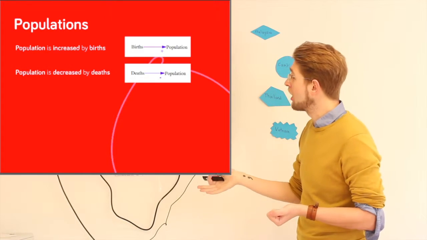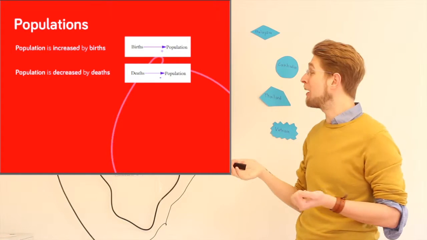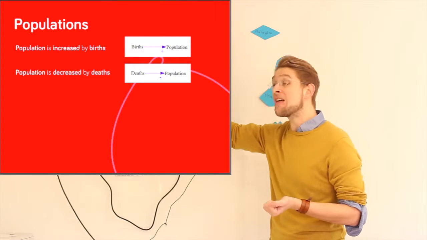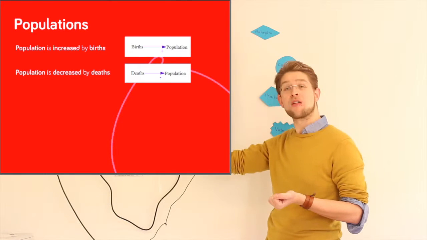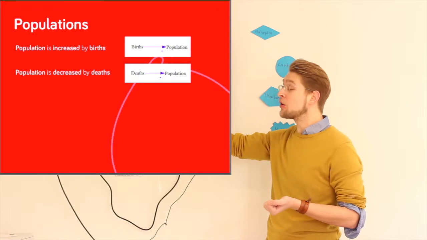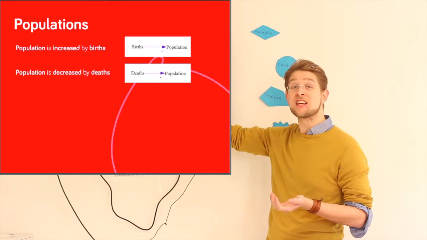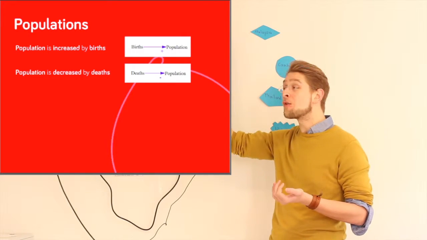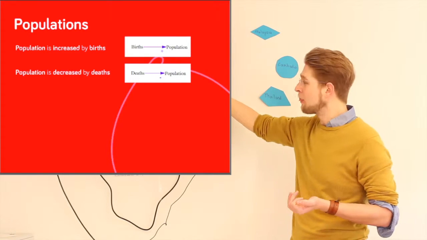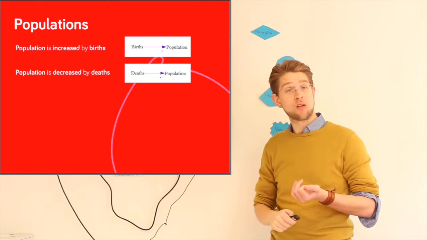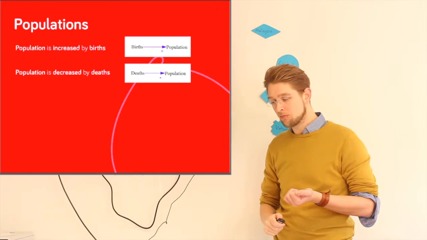Okay? Population is decreased by deaths. So the more deaths there are, the slower the population grows. So it's got a negative sign there for the polarity. It's the opposite effect of the interaction of the two variables. Is it the slower the population grows or the lower the population is?